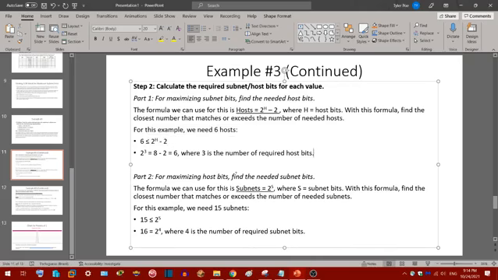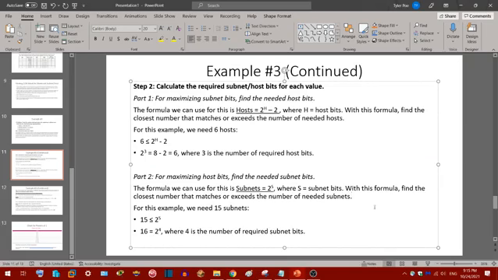For maximizing host bits, we need to find the needed subnet bits. The formula we can use for this is subnets equals 2 to the s power, where s equals subnet bits. With this formula, we find the closest number that matches or exceeds the number of needed subnets.